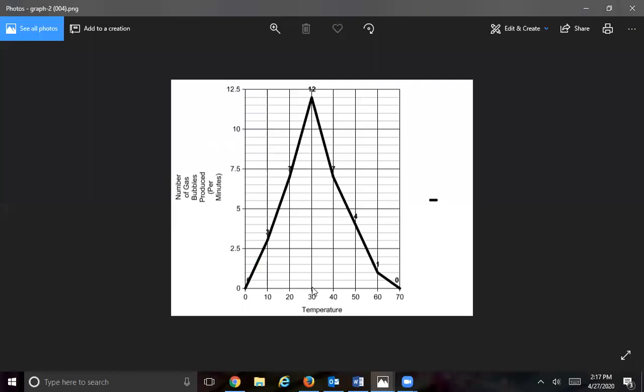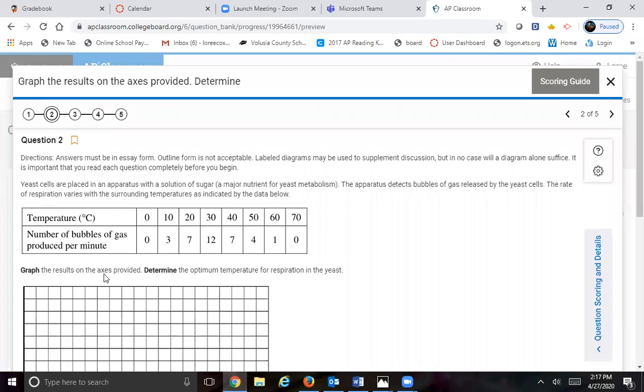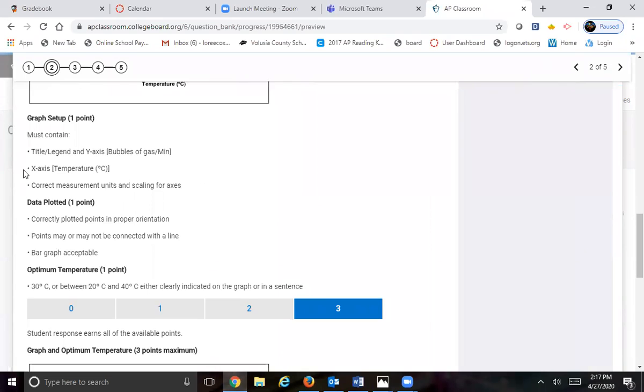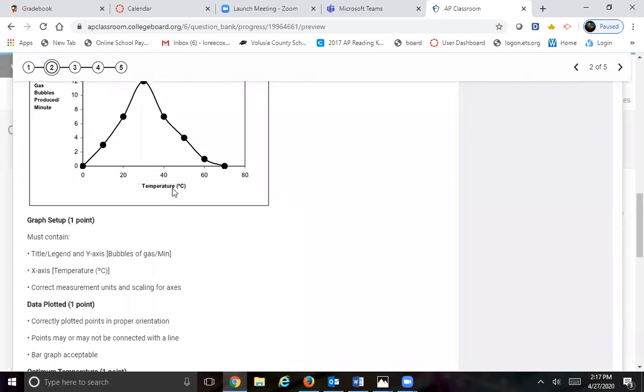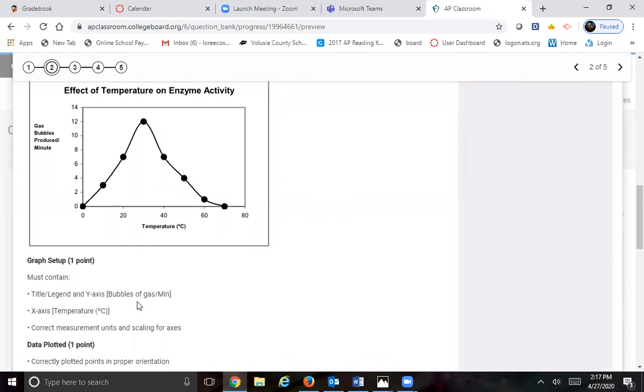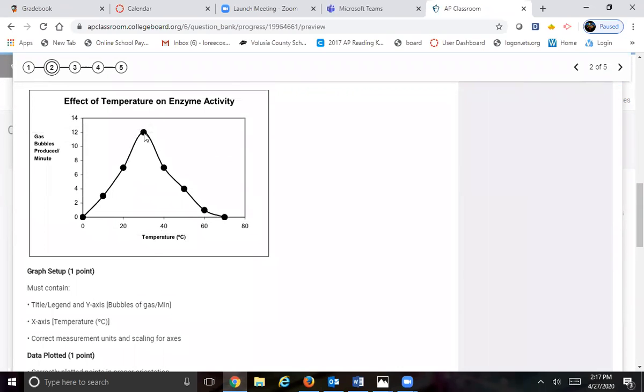Okay, and we can see this nice arc here at 30, this should be degrees Celsius, so that was our optimal temperature. So for this one, you got a point for correct graph axis. So down here, you got correctly labeled graph, temperature in degrees Celsius, gas bubbles per minute, and then you had to state that the optimal temperature was at about 30 degrees Celsius. Okay, and a lot of you did really well on this.